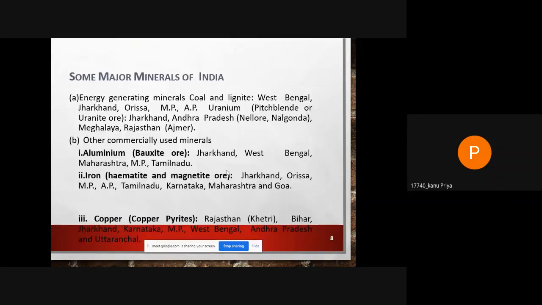Some major minerals of India: energy generating minerals, coal and lignite, West Bengal, Jharkhand, Orissa, MP, AP, and uranium, Jharkhand, AP, Meghalaya, Rajasthan. And some commercially used minerals are aluminium, Jharkhand, West Bengal, Maharashtra, MP, and Tamil Nadu. Iron is Jharkhand, Orissa, MP, AP, Tamil Nadu, Karnataka, Maharashtra, and Goa. Copper is Rajasthan, Bihar, Jharkhand, Karnataka, MP, West Bengal, Andhra Pradesh, and Arunachal.